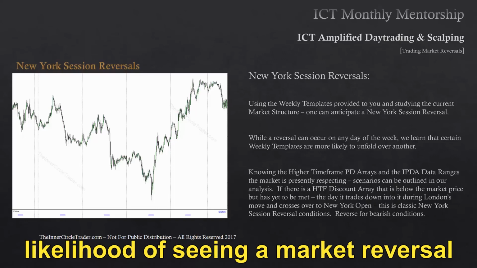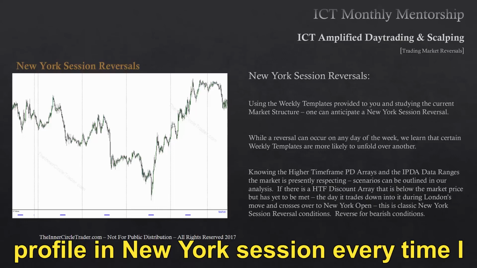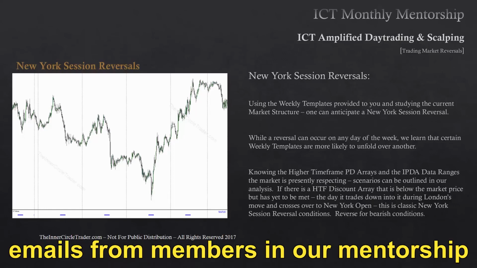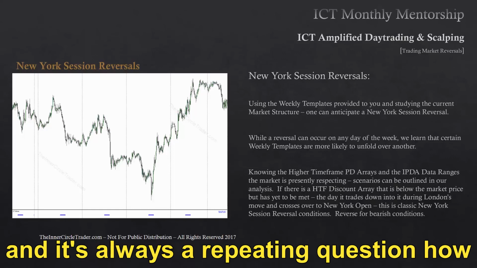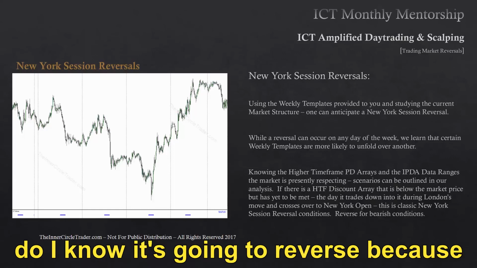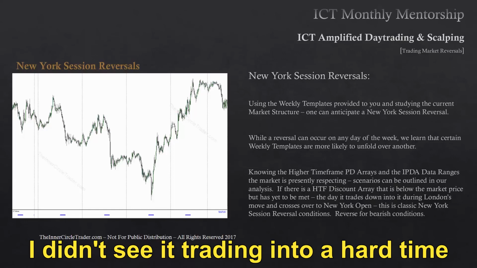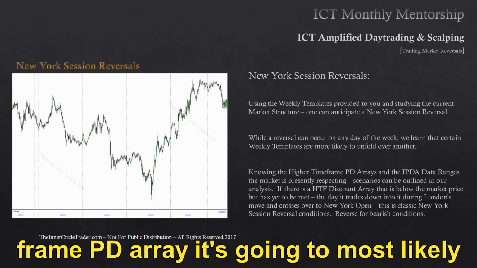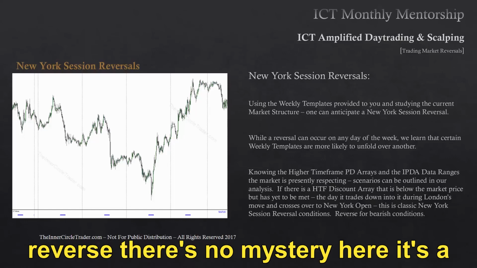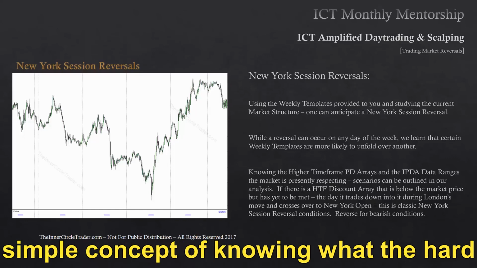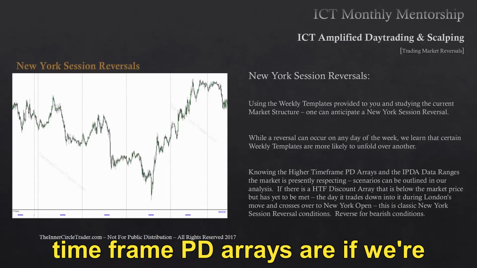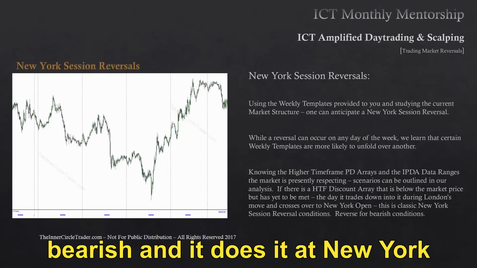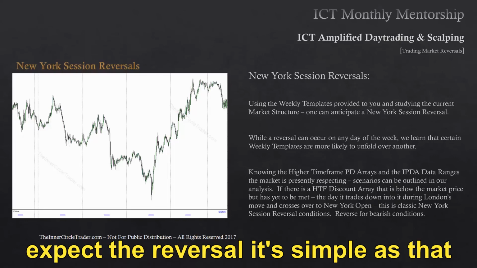When I talk about the likelihood of seeing a market reversal profile in New York session, every time I mention it, I get 30 to 40 different emails from members in our mentorship, and it's always a repeating question. How do I know it's going to reverse? Because I see it trading into a higher time frame PD array. If it's trading up to that higher time frame PD array, it's going to most likely reverse. There's no mystery here. It's a simple concept of knowing what the higher time frame PD arrays are. If we're trading into a level that would be bearish and it does it at New York, expect a reversal. It's as simple as that.